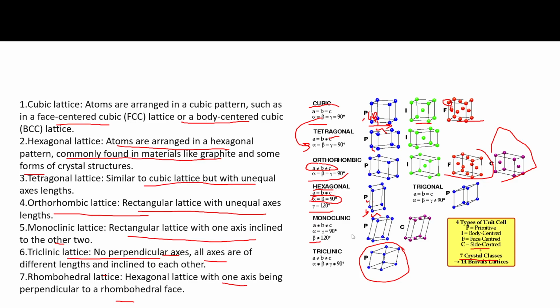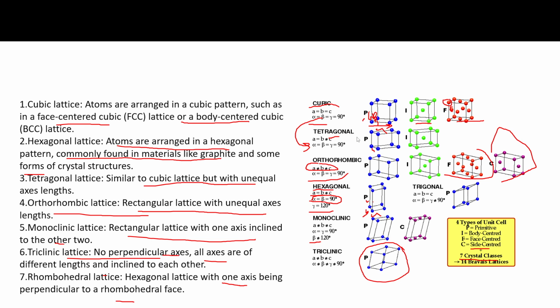I hope all of you understand. So today's class is what we are learning: the crystal lattice. We have seven types of crystal lattice, and the difference between them is the length of the axes and the angle between them.